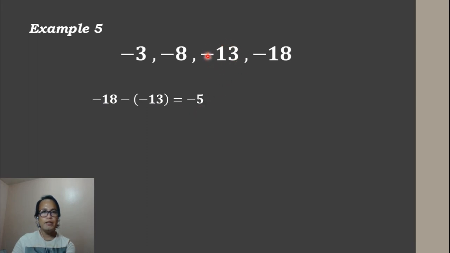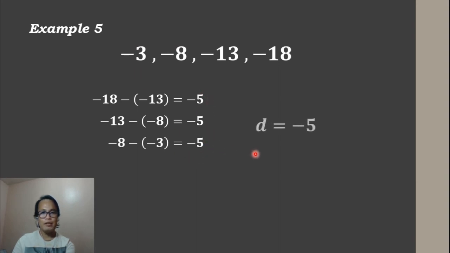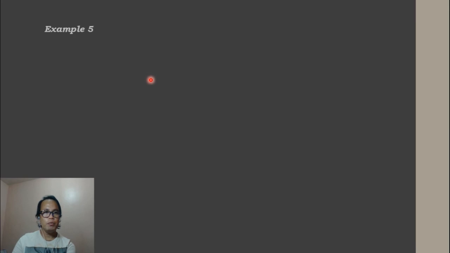Then we proceed. Negative 13 minus negative 8 is still negative 5. Then negative 8 minus negative 3 is negative 5. So therefore, our constant number is negative 5. Therefore, our common difference is negative 5. So let's proceed to the next example.